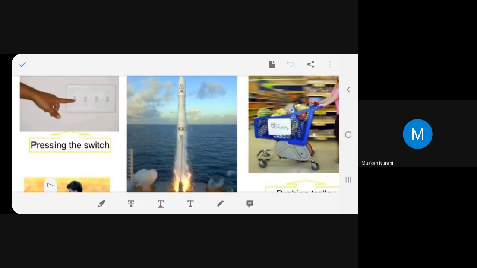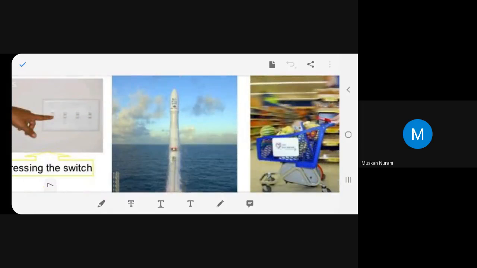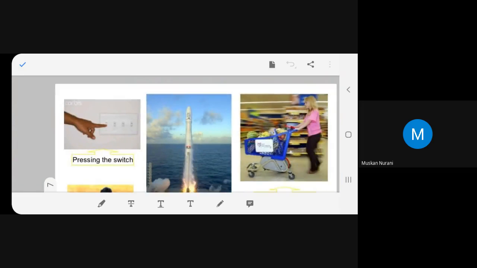Now you have to explain to me. What is this rocket? What is it doing? Pulling. The rocket is pulling? It is pulling so that it should come back to the earth. Is it coming back to the earth? Pushing. Understand and speak accordingly, please.